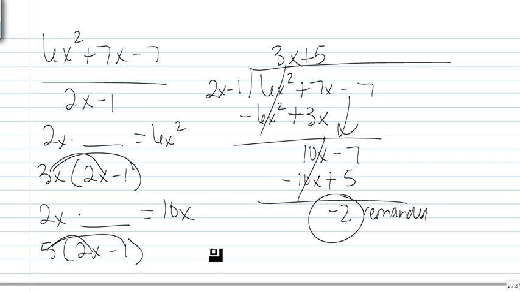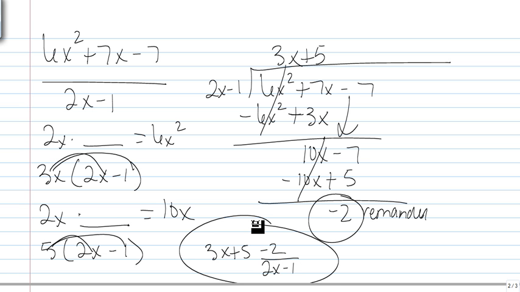You take your final answer, 3x plus 5. Now we add our remainder of negative 2 and put that only over what we divided by, which is the 2x minus 1. So when you're dividing with polynomials, make sure that you have all of your terms accounted for and that they're written in descending order. And when you have a remainder, you put that with the rest of your answer, but just put the remainder over what you divided by.